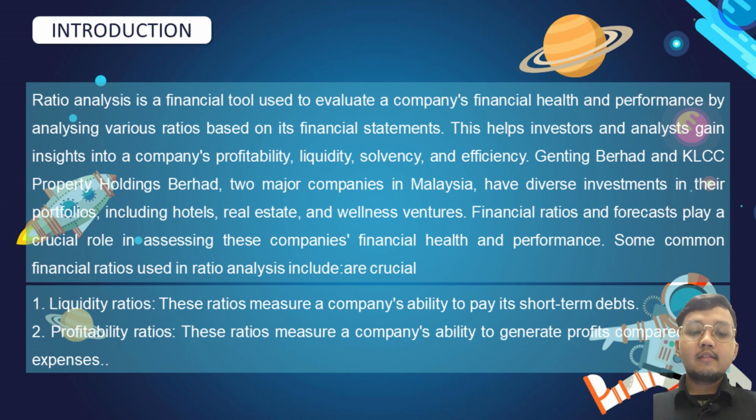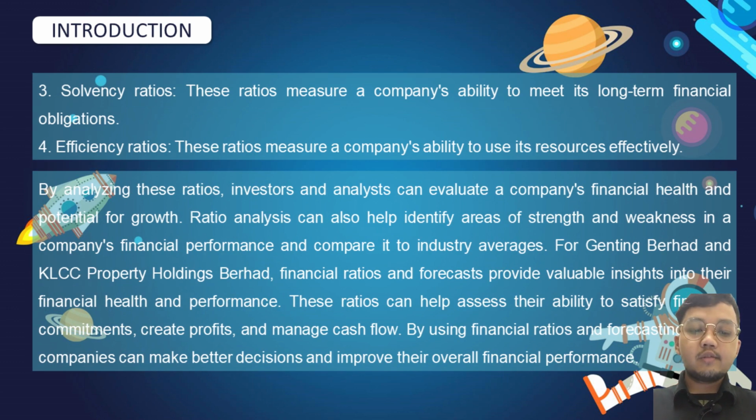Genting Berhad and KLCC Property Holding Berhad are two major companies in Malaysia. They have diverse investments in their portfolio including hotels, real estate, and wellness ventures. Financial ratios and forecasts play a crucial role in assessing these companies' financial health and performance. Some common financial ratios used in ratio analysis are liquidity ratios, profitability ratios, solvency ratios, and efficiency ratios. By analyzing these ratios, investors and analysts can evaluate a company's financial health and potential growth.